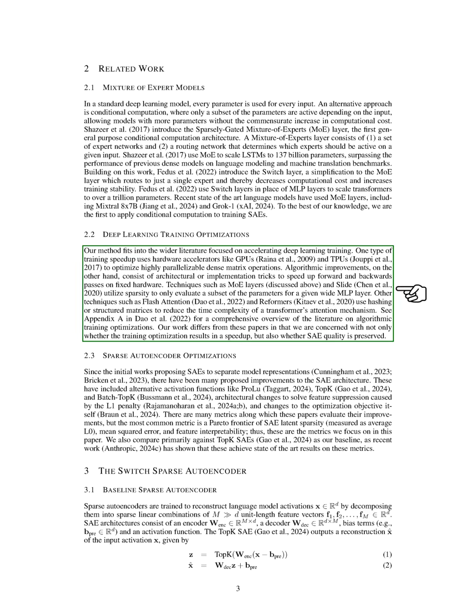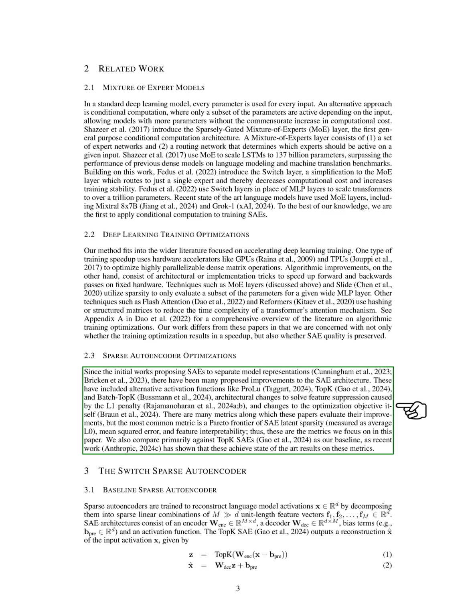Section: Sparse Autoencoder Optimizations. In this section, we discuss sparse autoencoder, SAE, optimizations. Since the early proposals of SAEs for separating model representations, we have seen numerous enhancements to the SAE architecture. These improvements include different activation functions like ProLU, top K, and batch top K, as well as architectural modifications to address feature suppression caused by the L1 penalty, and adjustments to the optimization goals.